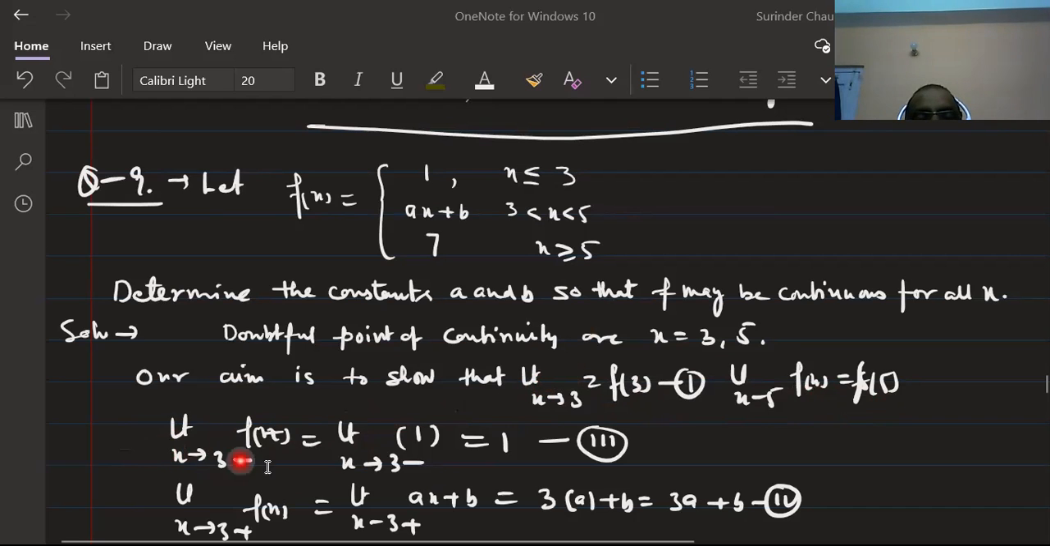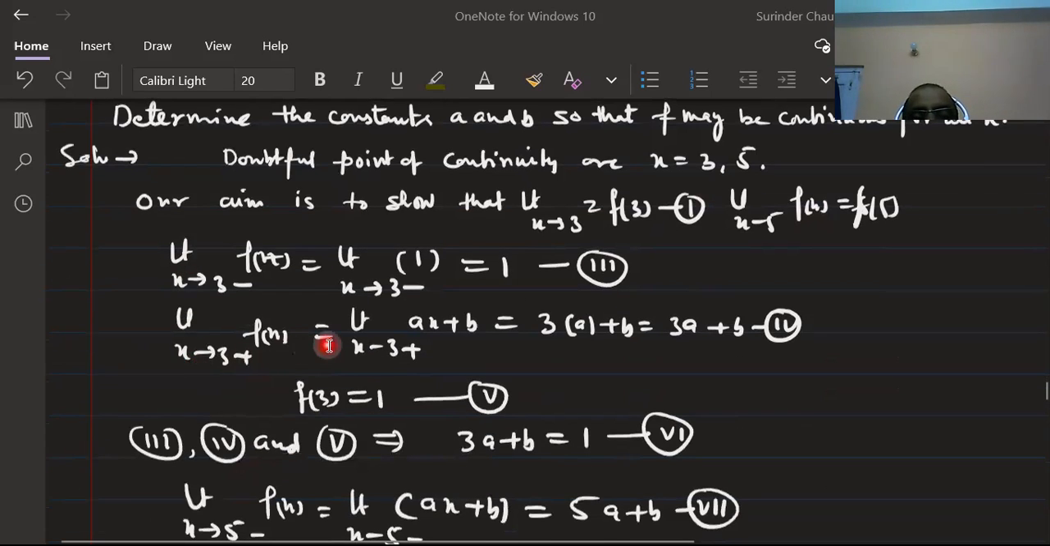So the limit as x approaches 3 from the negative side of f(x) equals the function, which is 1. So the limit is 1, a constant function. Now the limit as x approaches 3 from the positive side of f(x) equals 3a plus b.